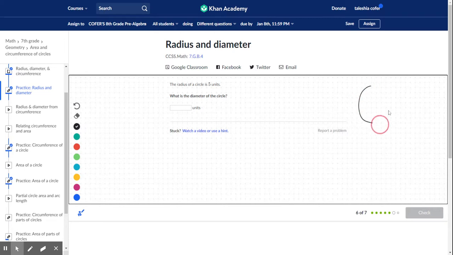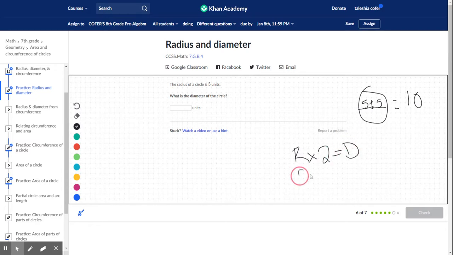This one, they give me the radius. Remember that radius is just halfway across? If this little piece is 5, and this little piece is 5, I add them together, I end up with 10. Or you could have multiplied my radius times 2 to get me my diameter. My radius was 5. 5 times 2 is 10, which is my diameter.